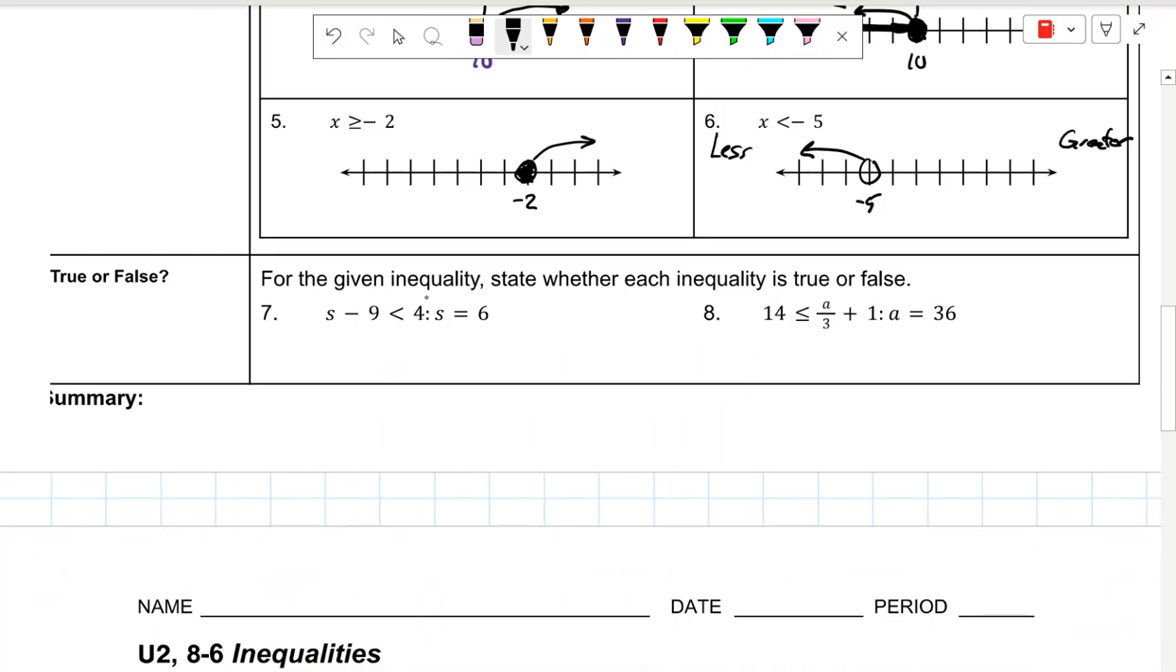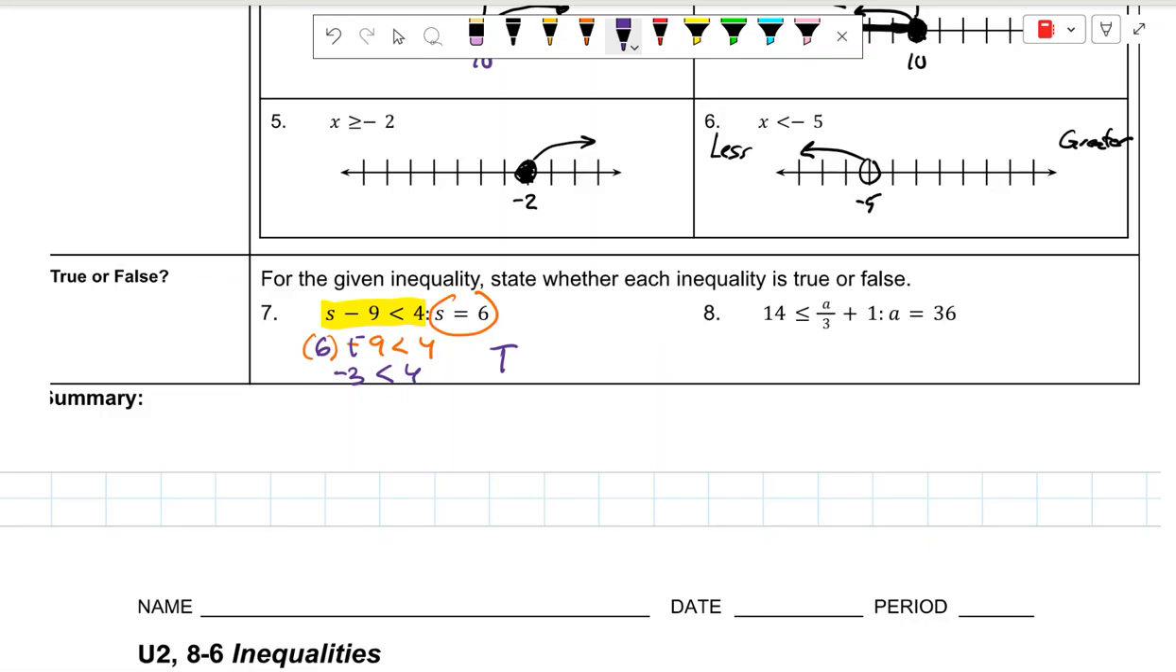Number 7, for the given inequality, state whether each inequality is true or false. So this looks a little bit confusing right now. Here is the inequality, and they're asking you what if s is 6, and that takes you back to the substitution property. So you got to use parentheses, and you substitute 6 in for s. So you put the 6 here, and then I would use additive inverse here, and 6 plus negative 9 is negative 3. Is negative 3 less than 4? Yes, so we say it's true.